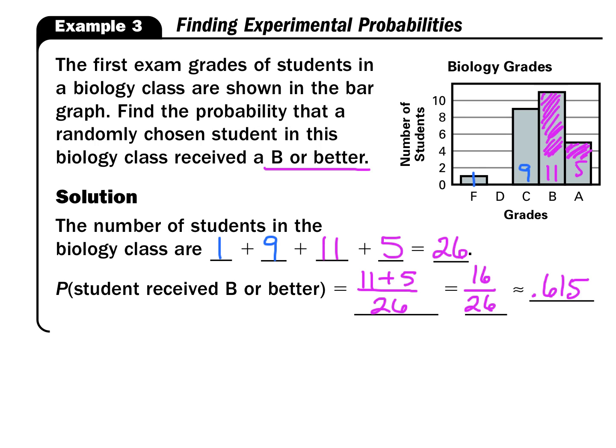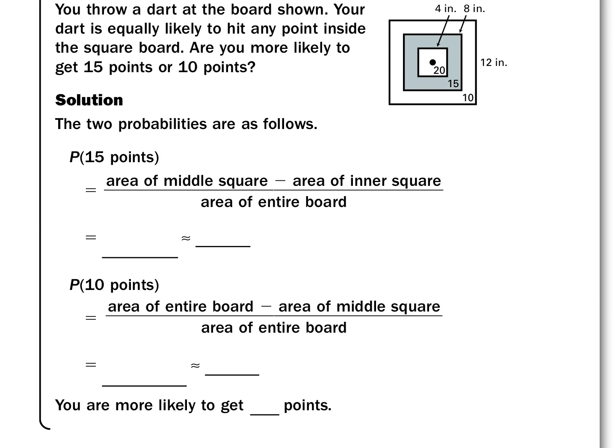On to the last example. Okay, so now we're dealing with probability with area. So we're using some geometry to figure out the probability of hitting a dartboard. So it says you throw a dart at a dartboard. Your dart is equally likely to hit any point inside the square board. Are you more likely to get 15 points or 10 points?